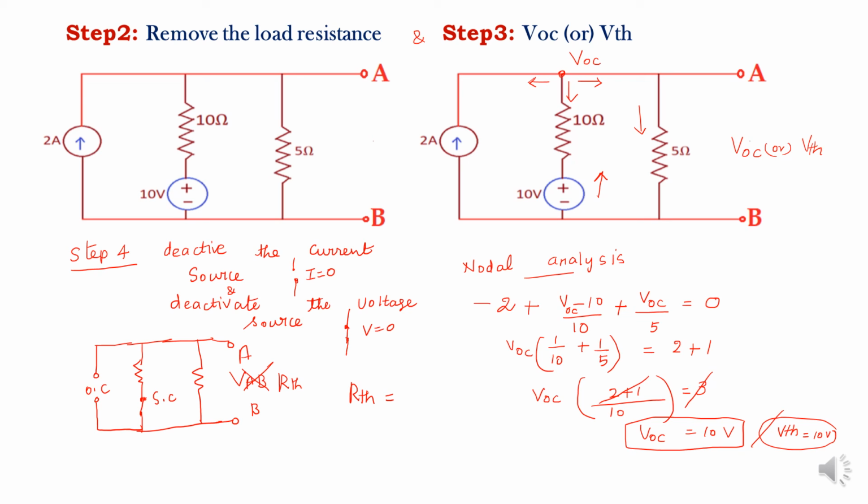RThevenin is equal to, here the resistance 5 ohm, here the resistance 10 ohm. Now multiply, that is 5 into 10 divided by 5 plus 10. So that is equal to 50 divided by 15, that is 10 by 3 or 3.33 ohm. Now RTH is over and also VOC is over. After finishing this, we have to draw the equivalent circuit.